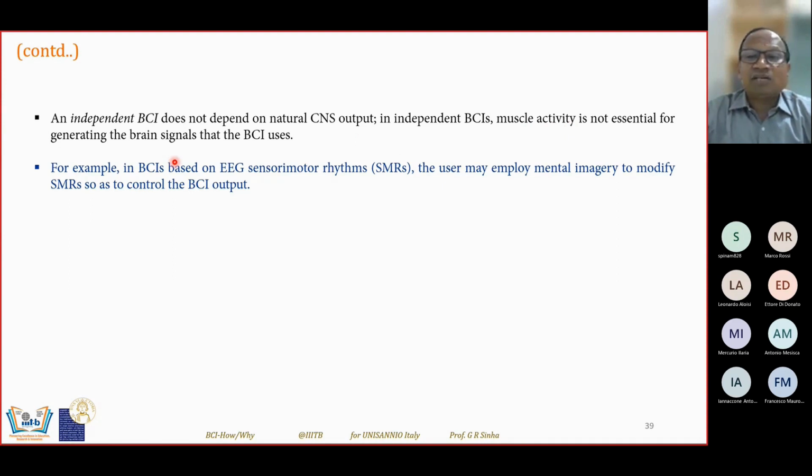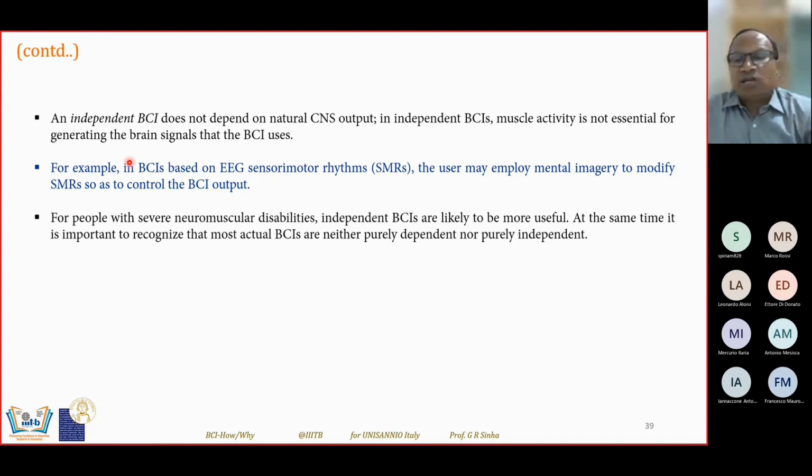There was one example where, actually, I have not yet explained the brain imaging, brain maps also. There are some maps which are created, so probably it might not have helped you to understand very well. It may imply some mental imagery to modify SMRs. What I'm trying to say is this mental imagery and the SMRs are created outside the CNS, based on the EEG signal.